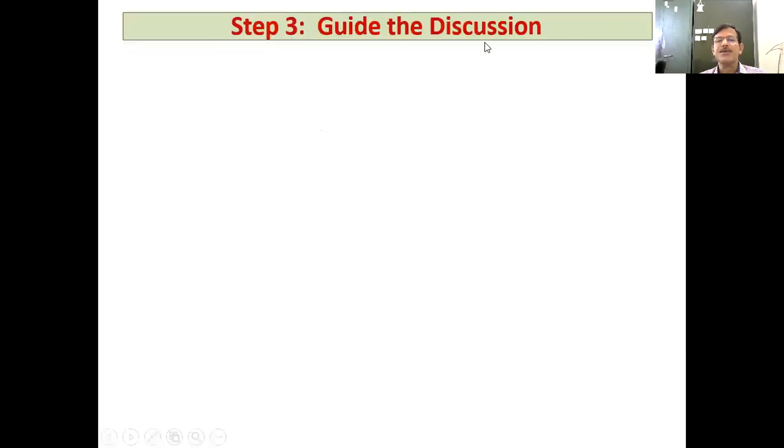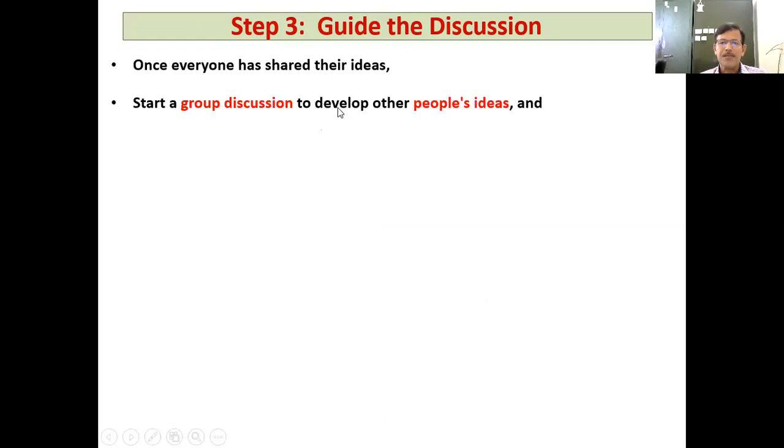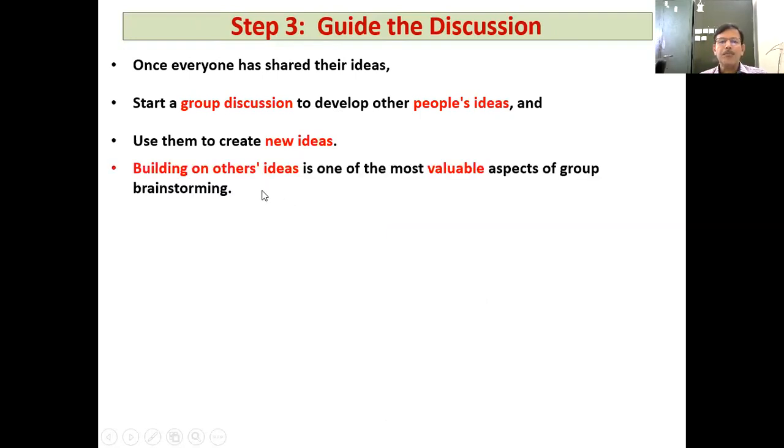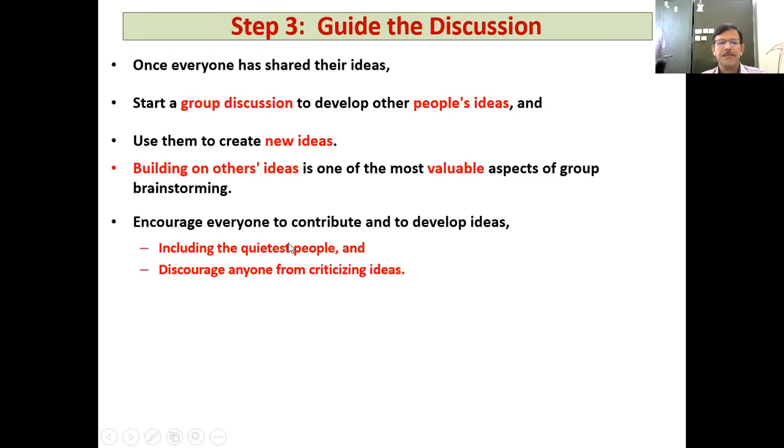The third step is to guide the discussion. So you have already taken down and listed all the ideas. Next, guiding the discussion is the job of the leader or manager. Once everyone has shared their ideas, start a group discussion to develop other people's ideas. Use these first stage ideas to create new ideas based on the discussion. Building on others' ideas is one of the most valuable aspects of group brainstorming.